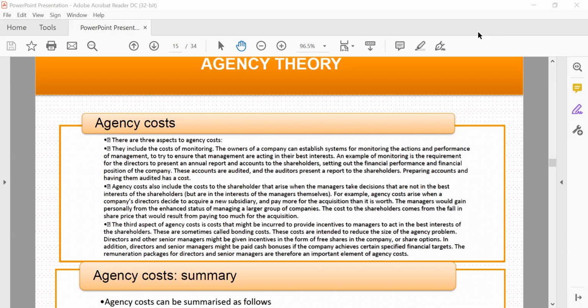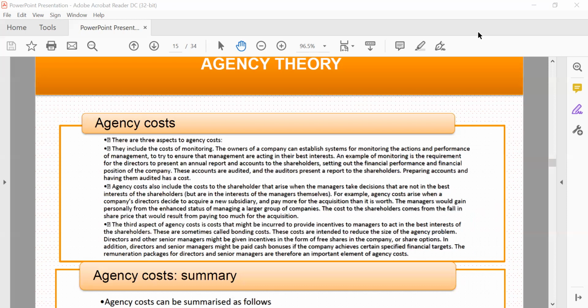Number two is called the bonding costs. And number three, I would explain it more as the cost incurred as a result of managers not acting in the best interest of shareholders. So let me explain. Now, let's take the first one. They include the cost of monitoring, right?